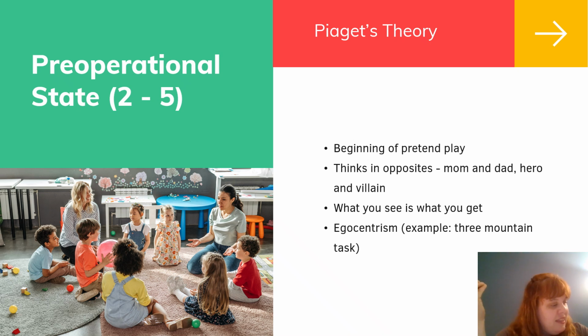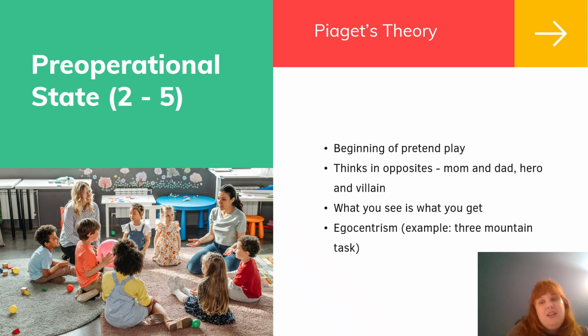But their thinking in these stages tends to really go into opposites. They're not thinking about really nuanced things. It's, there's mom and dad, there's a hero and a villain. There's not a lot of gray areas. It's very black and white to them. And kind of what you see is what you get. They're not good at understanding subtlety. It's just, I see people in cowboy hats with horses, and so they're cowboys, and that's it. It's what you see is what you get.